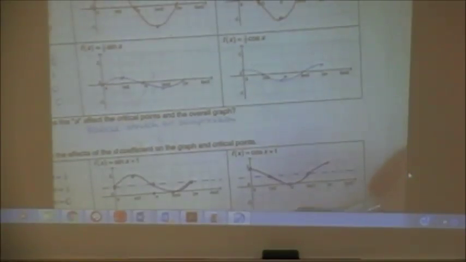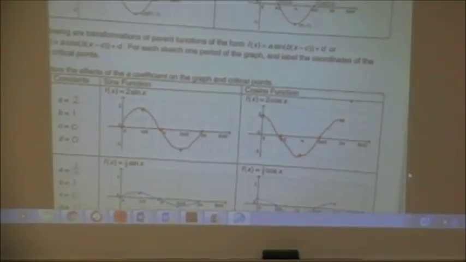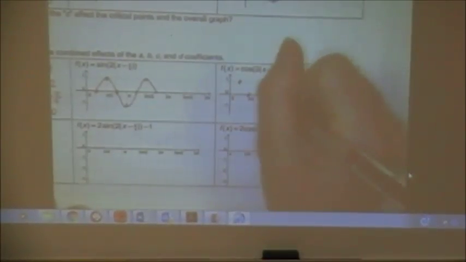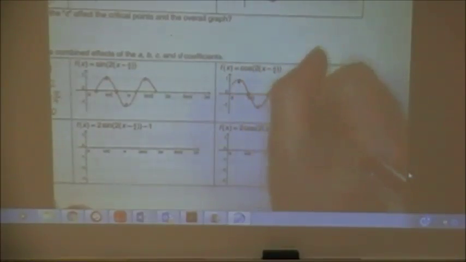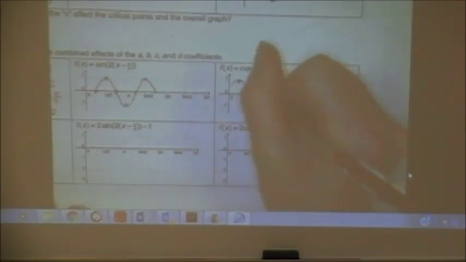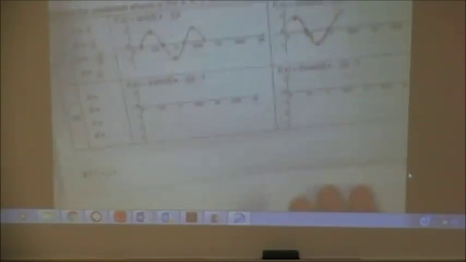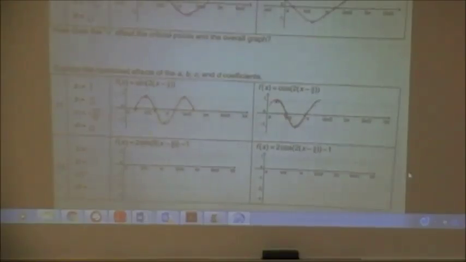And your next critical point would be pi. Multiply that by a half, so it'd be pi over 2. Add a quarter, that'd be 3/4 pi. Once you have the pattern established, you can just go. Everybody all right? It can get a little confusing sometimes, but.